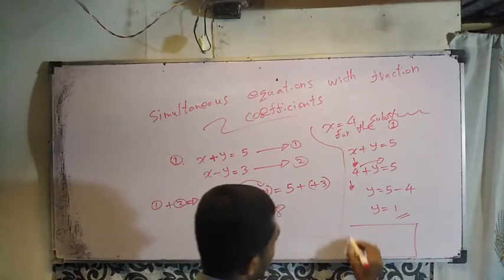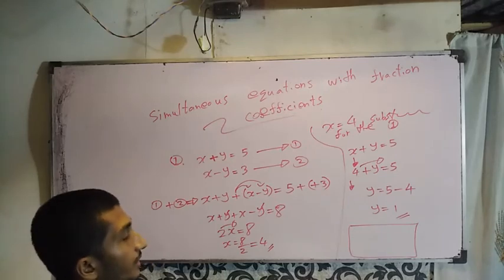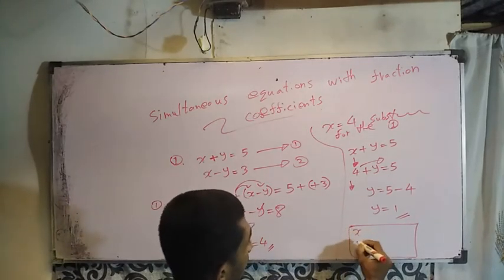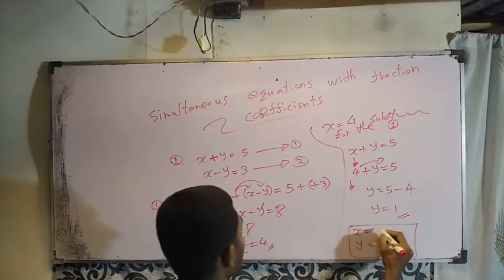Now, as a final procedure, you have to write these x and y values using a summary box like this.